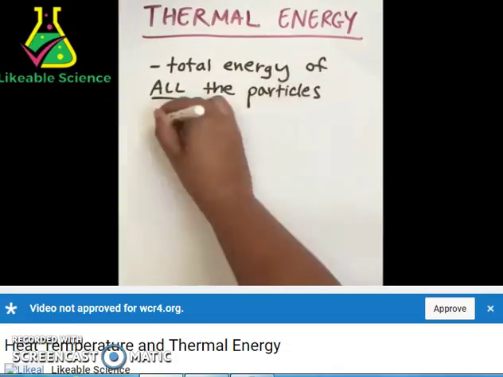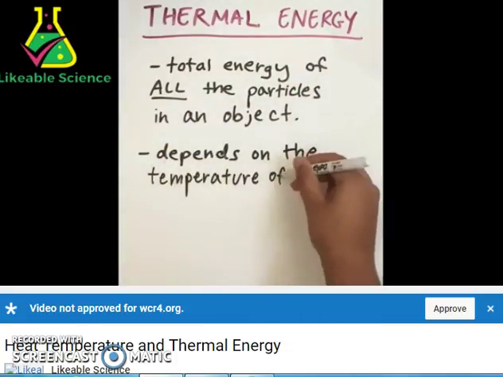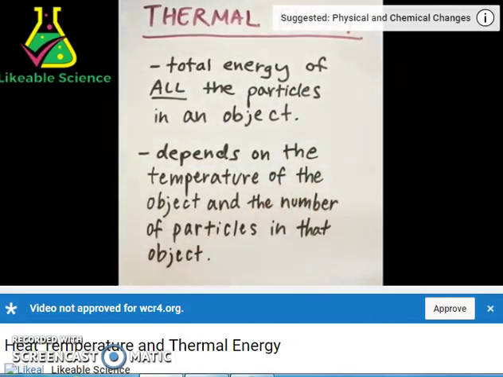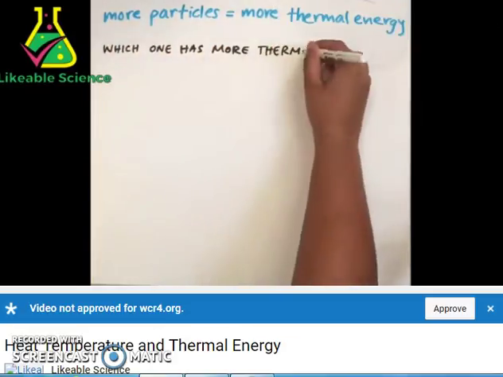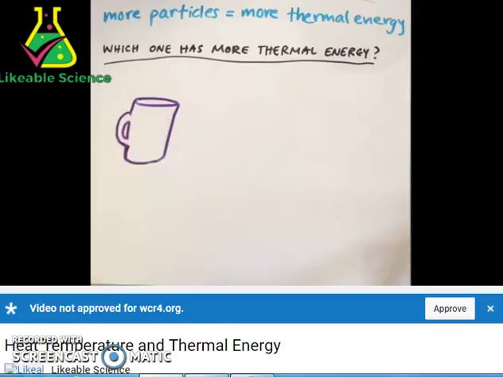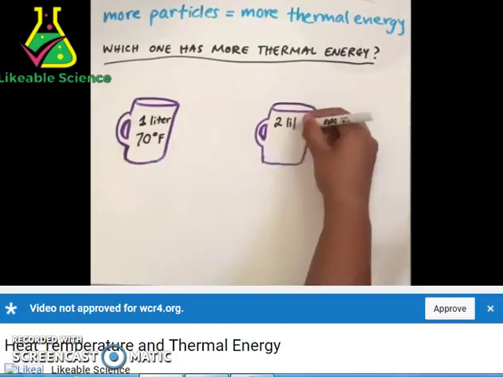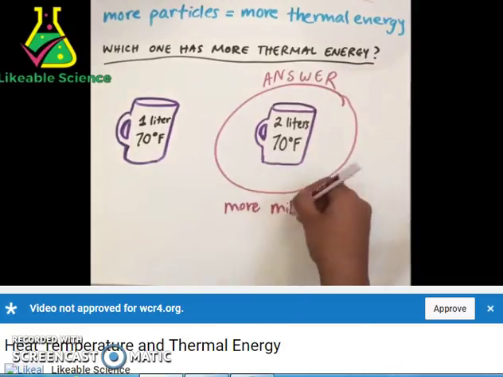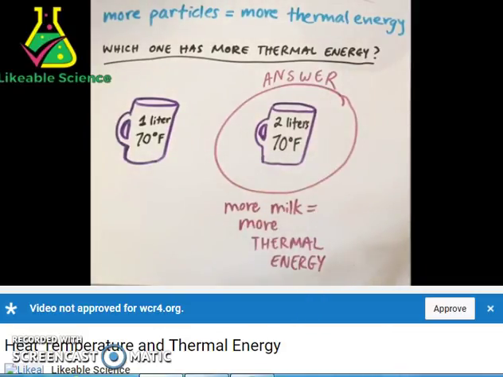Thermal energy is the total energy of all the particles in an object. Thermal energy depends on the temperature of an object and the number of particles in that object. The more particles an object has at a specific temperature, the more thermal energy it has. For example, which one has more thermal energy? A 1-liter cup of milk at 70 degrees or a 2-liter cup of milk at 70 degrees? The answer is the 2-liter cup of milk, because there is more milk in 2 liters compared to 1 liter, which means there are more particles in the 2-liter cup of milk. So therefore, it has more thermal energy.